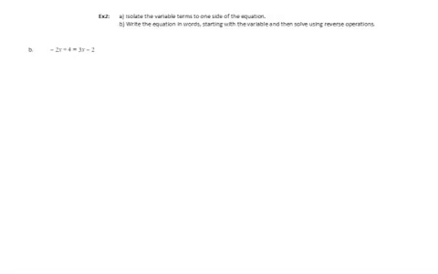Alright, example 2b. So I'd like you to pause this video, take some time to try this out yourself. You're going to isolate the variable terms to one side, so bring all of the variables to one side, and then write the equation in words starting with the variable. So I'd like you to try this question out yourself. Take a few minutes to pause the video, and then we'll take it up together.